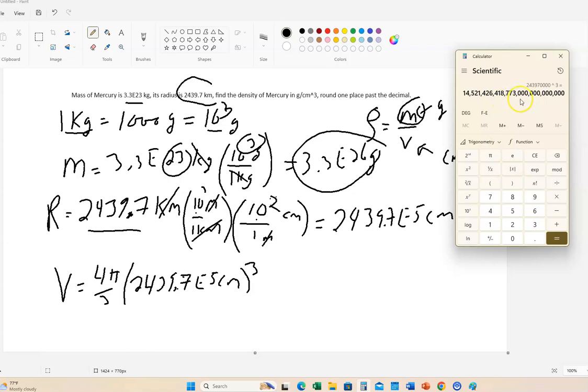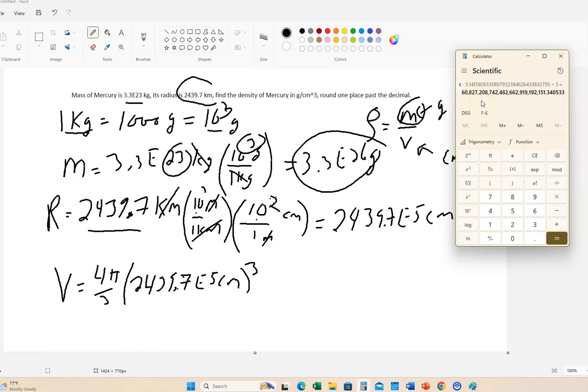I'm not going to write that down yet. It's going to be easier to write it in scientific notation. And so it's times 4 times pi. There it is. And then divided by 3. All right, so there. It's 6.08. Okay, so here I'll do it this way.